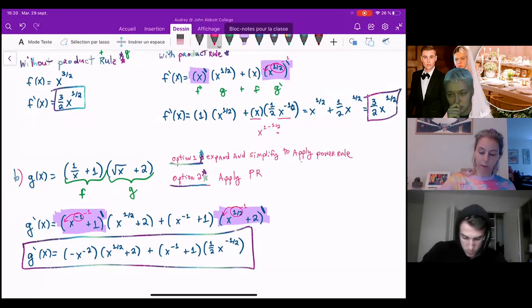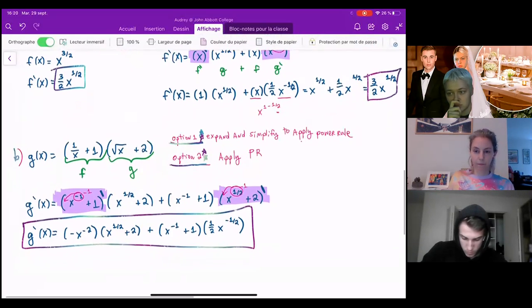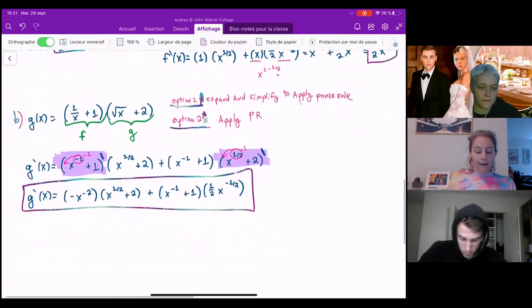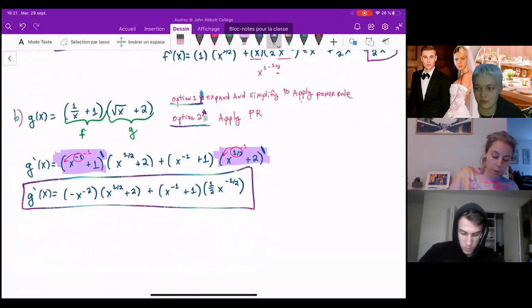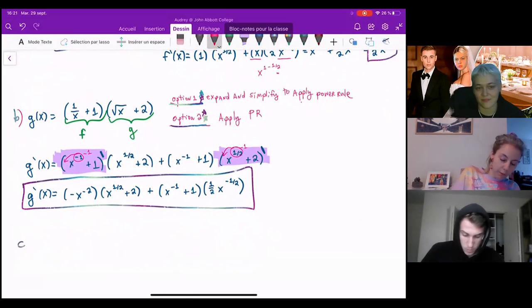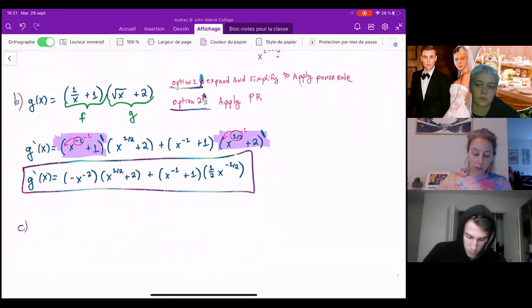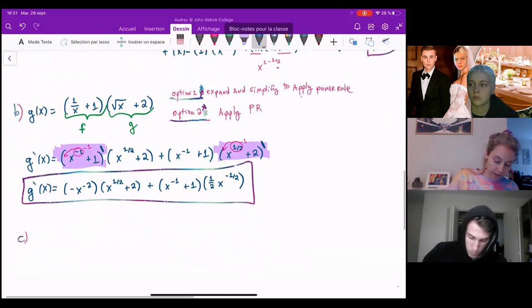Are there any questions about that? Okay, so in both of the problems we've done so far, we didn't actually have to use a product rule. So let's do one where we do have to use a product rule.